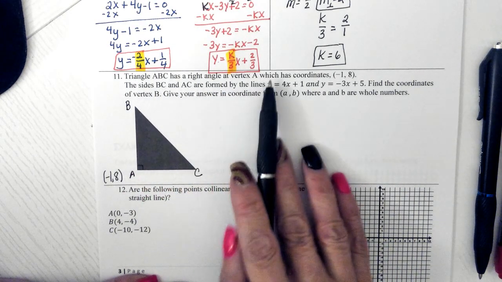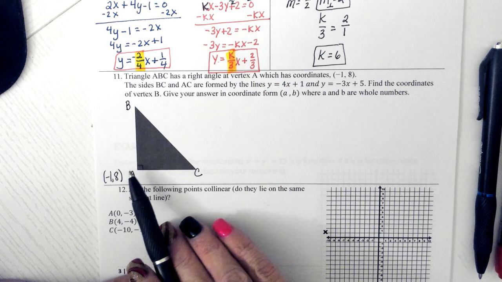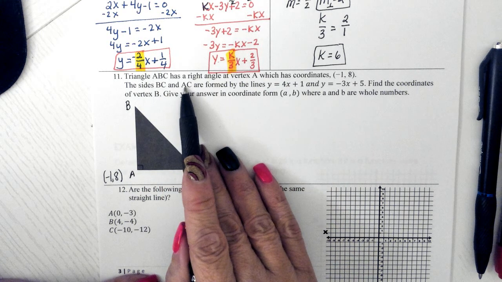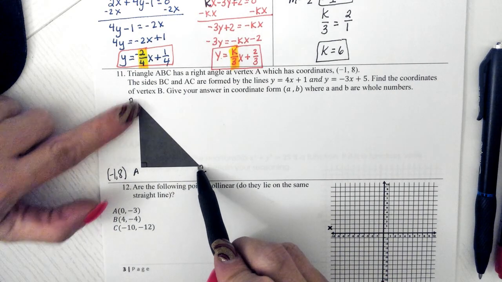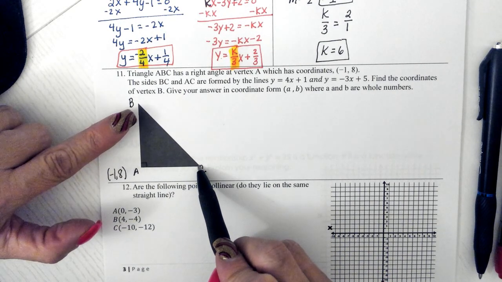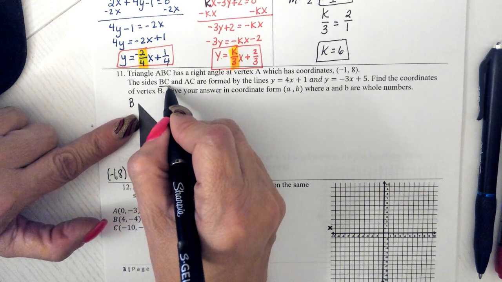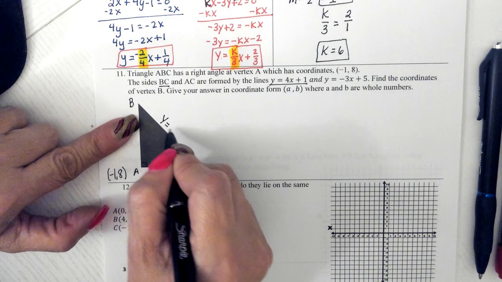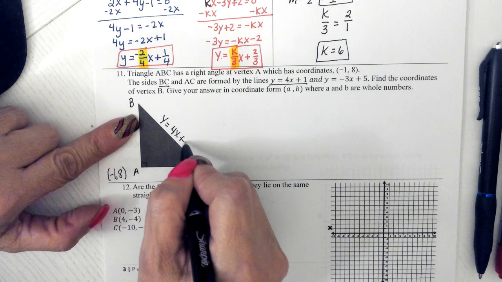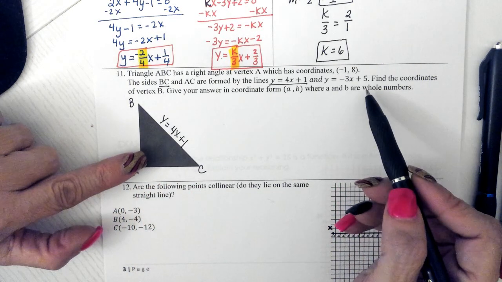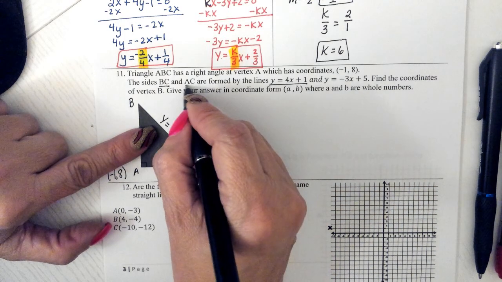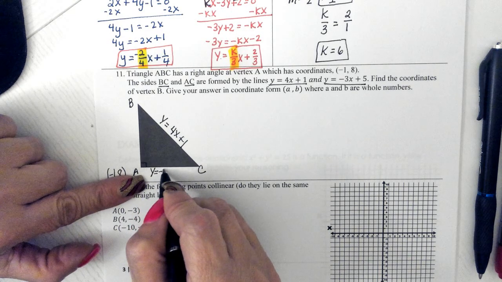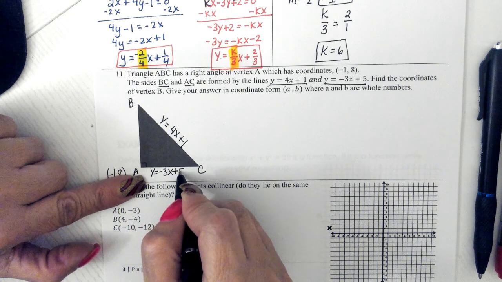So how I label it really doesn't matter as long as I have this one labeled right. So the sides BC and AC are formed by lines. Since BC's first and this equation's first, I'm going to call this line right here BC, which is 4x plus 1. And AC, which is listed second, this one is second, is y equals -3x plus 5.